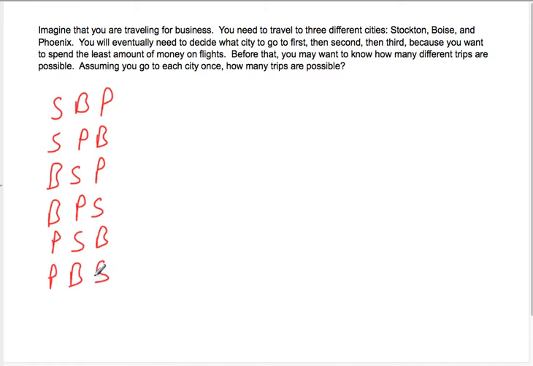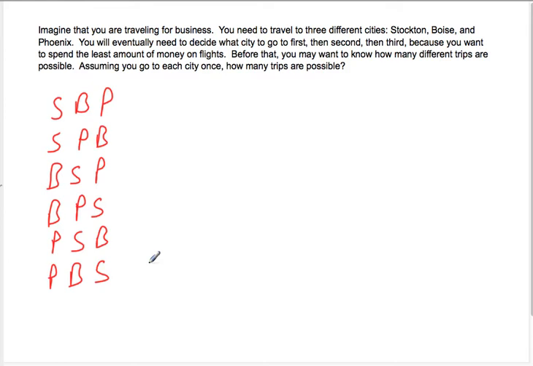So here's one way to solve this problem: you can just make an organized list. As you can see, I just started with Stockton, and I did both things that could happen if you went to Stockton first. Then I went to Boise and went through both things that could happen if you went to Boise first, and then Phoenix, and so on.